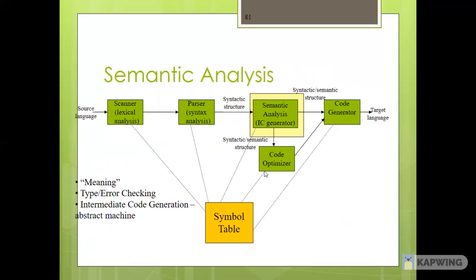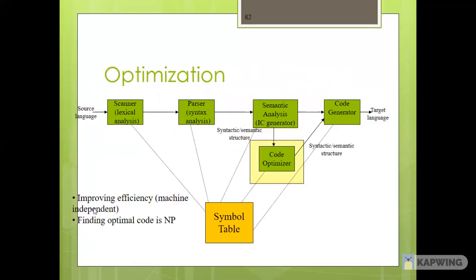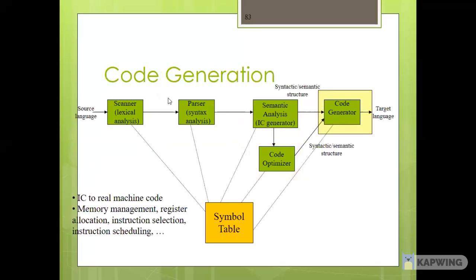Then the semantic analysis phase: same meaning, type checking, and intermediate code generation. Then optimization: improve efficiency, and finding optimal code is NP-hard. Then code generation: intermediate code to the real machine code. Memory management, register allocation, instruction selection, and instruction scheduling are done in this phase.